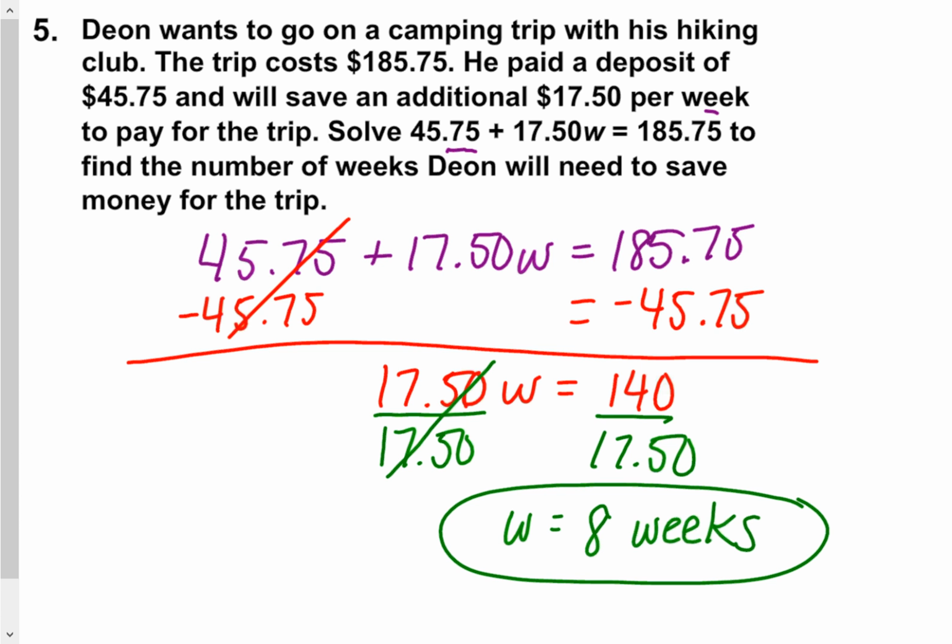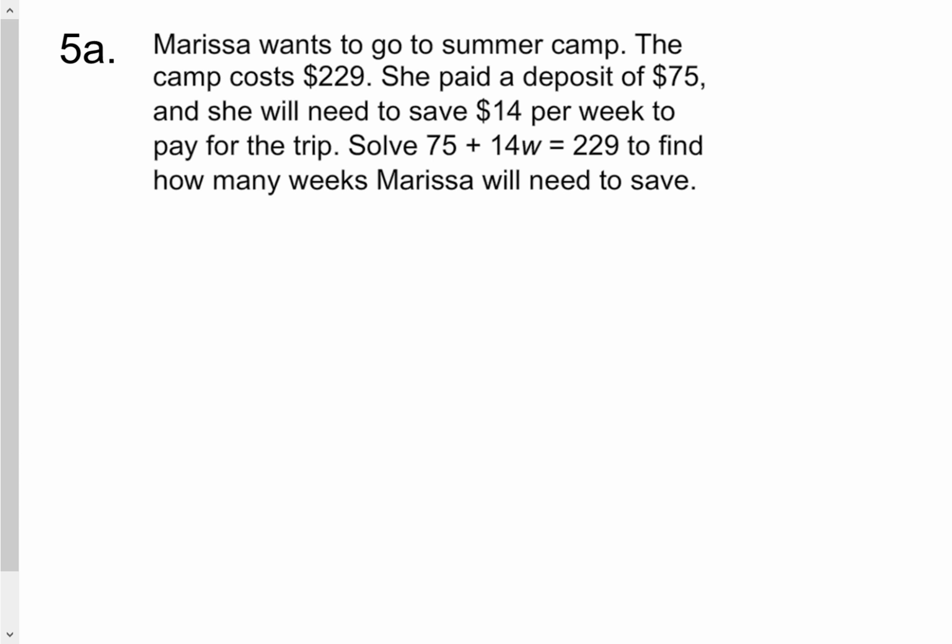Okay? All right, here's our last example, and it has to do with Marissa going to summer camp. The camp costs $229. She paid a deposit of $75 and will need to save $14 per week to pay for the trip. So, solve the equation 75 plus 14w equals 229 to find how many weeks Marissa will need to save.